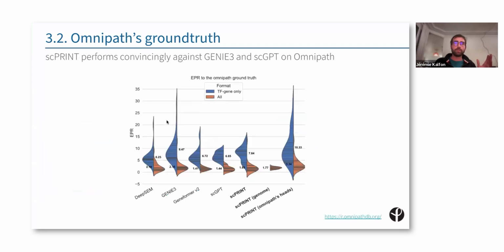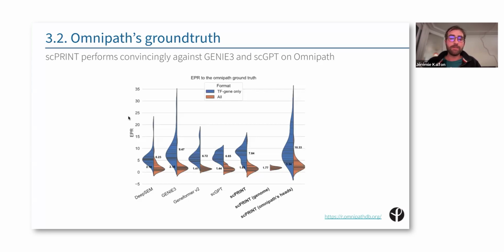Okay, so let's look at the results. The state of the art here has been known for a while. It's a very simple model called GENIE3, which is based on random forest. Here I also show you Geneformer v2, scGPT, and SPRINT. The first thing to say is that I don't show you AUPRC. I show you the EPR metric, which is a bit different. It's basically the odds ratio, where 1 would be completely random predictions compared to the ground truth, 2 would be twice as good as random, and so on. This is compared to the big OmniPath ground truth. And if I don't show you the AUPRC, it's just because it would be super low, like 0.00-something for all of those models.